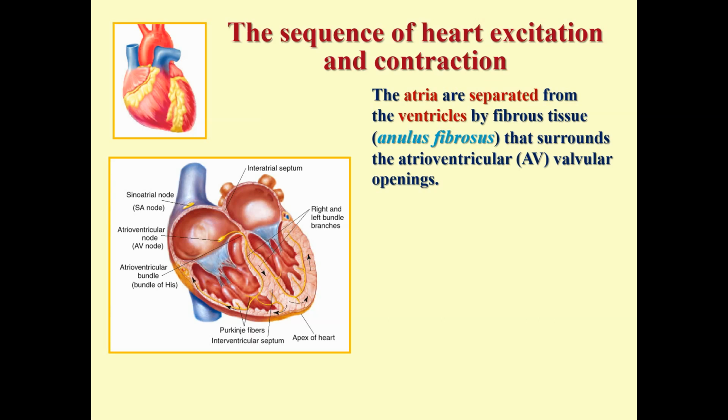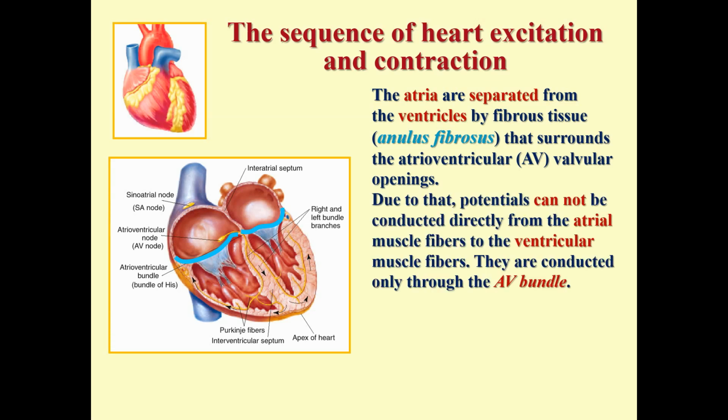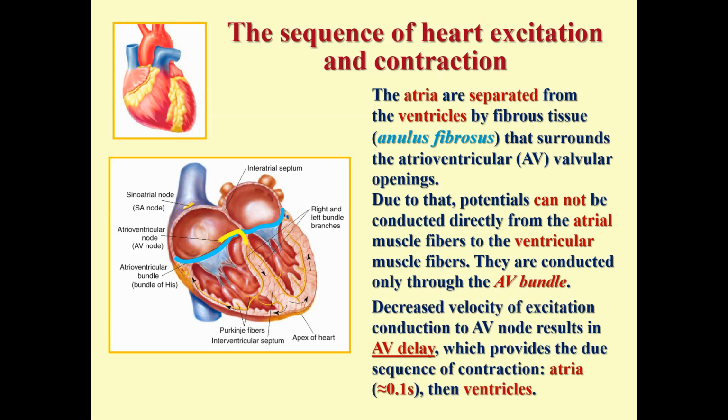Annulus fibrosis is the fibrous ring that surrounds valvular openings between atria and ventricles and entirely stops contact between atria and ventricles. So it's important for understanding why excitation doesn't come straight from atria from all the sides to the ventricles. No, excitation from atria can pass to the ventricles only through the atrioventricular bundle. So this bundle passes through this fibrous ring, annulus fibrosis, and then the bundle is divided into right and left bundles and goes further to the myocardium of ventricles.